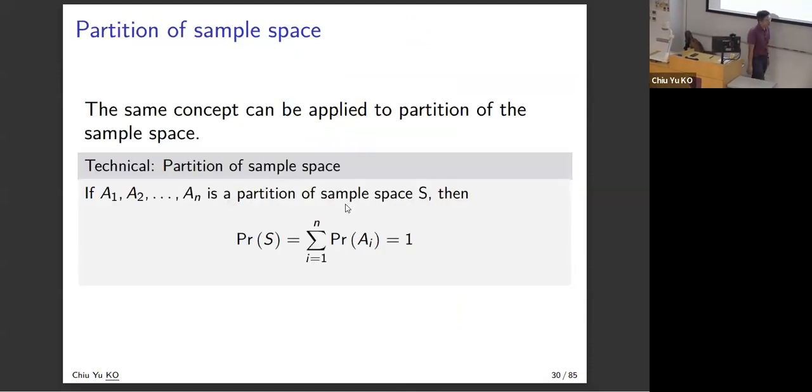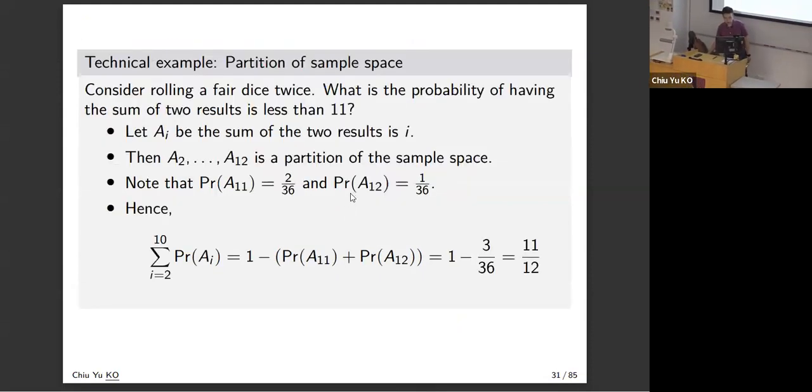Technically it will apply to any partition. I have a partition of the sample space, and I just add them all up, then it's 1. That is coming from axiom 3. I'm not going to prove it, but this is an example that is actually useful.